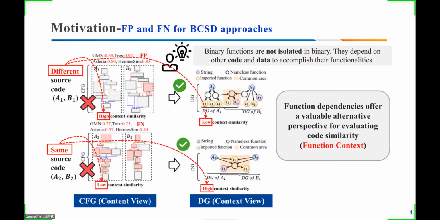By constructing the dependency graph of the two function pairs, we found that it offers a valuable alternative perspective for evaluating code similarity. We name it the function context. The orange part refers to the common part between two dependency graphs. As can be seen from the context view, we can easily identify the relationship between the function pairs.